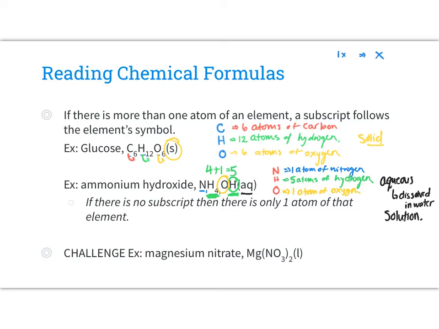All right, I have a challenge one here for you. Magnesium nitrate. Let's list out the elements that are present. We have magnesium. Remember, capital followed by a little letter, that's 1 element. We also have nitrogen, and we also have oxygen. There is 1 magnesium. Again, there's no subscript, so we assume it's a 1.